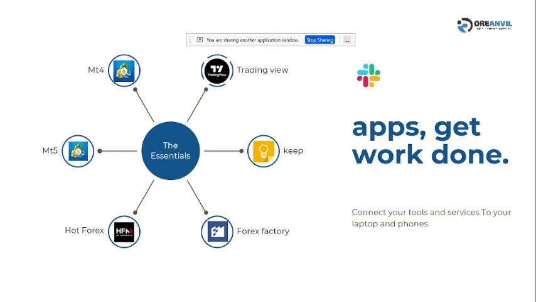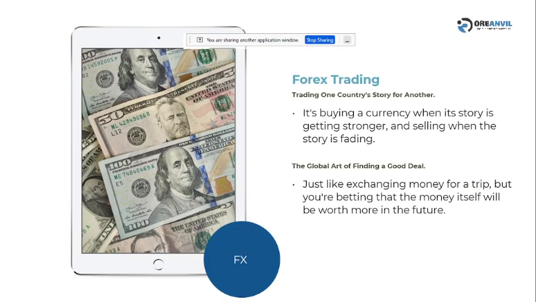The methodology is what I'll be sharing with you today. There are 20 things you need to know before you start clicking that buy or sell button or making money from the market. I'll be taking you through those 20 steps. First, you need to understand what Forex trading is. So what is Forex trading?